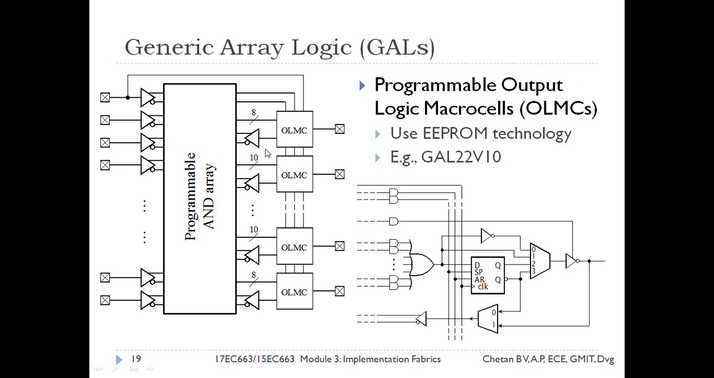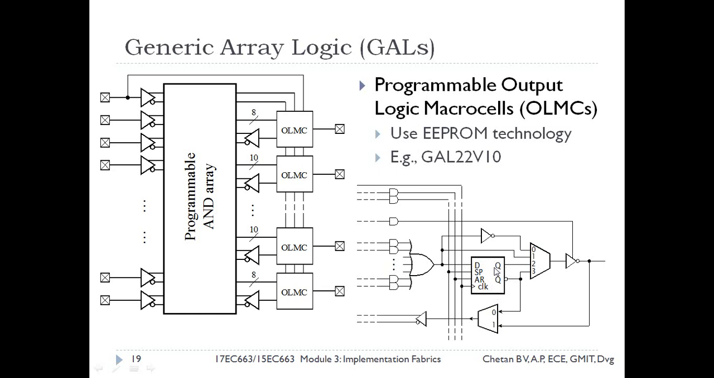What we have extra here is the OLMC. This OLMC is nothing but the combination of an OR gate, the D flip-flop or register, and the output tri-state driver. Here we can see the expansion of a single OLMC or output logic macro cell. We have some parts which are there in PAL. The first part is the OR gate. This OR gate combines the outputs of the AND array. The output of the OR gate is fed to a register which is made up of a D flip-flop.